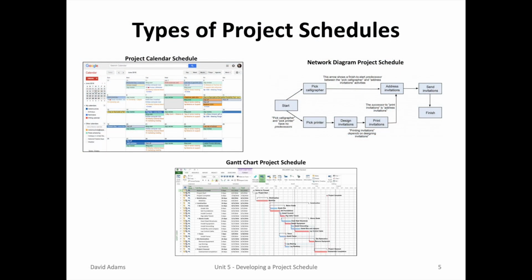There are three basic types of project schedules that are available for a project manager. There's a project calendar schedule, the network diagram project schedule, and the Gantt chart project schedule. We'll take time to talk about each of these and their advantages and disadvantages.